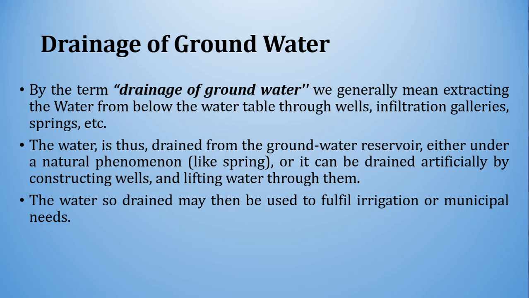So starting with the drainage of groundwater. By the term drainage of groundwater, we generally mean extracting the water from below the water table through wells, infiltration galleries, springs, etc. The water is thus drained from the groundwater reservoir either under a natural phenomenon like spring, or it can be drained artificially by constructing wells and lifting water through them. The water so drained may then be used to fulfill irrigation or municipal needs.